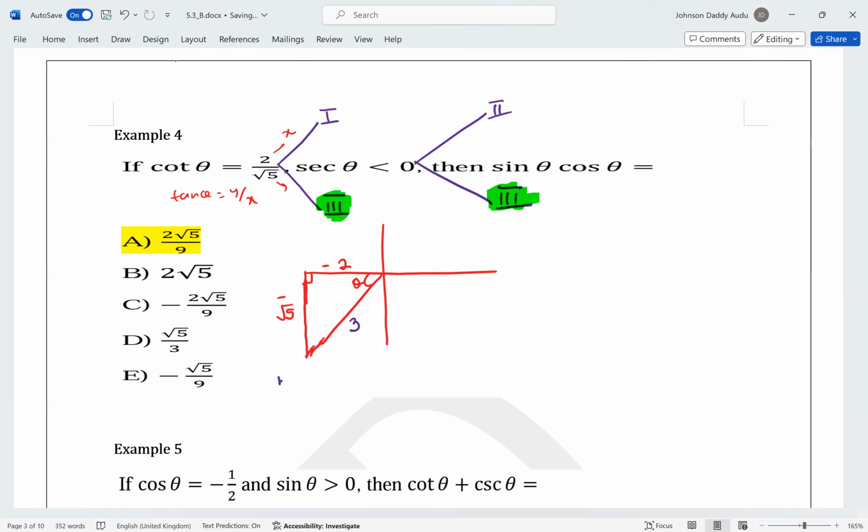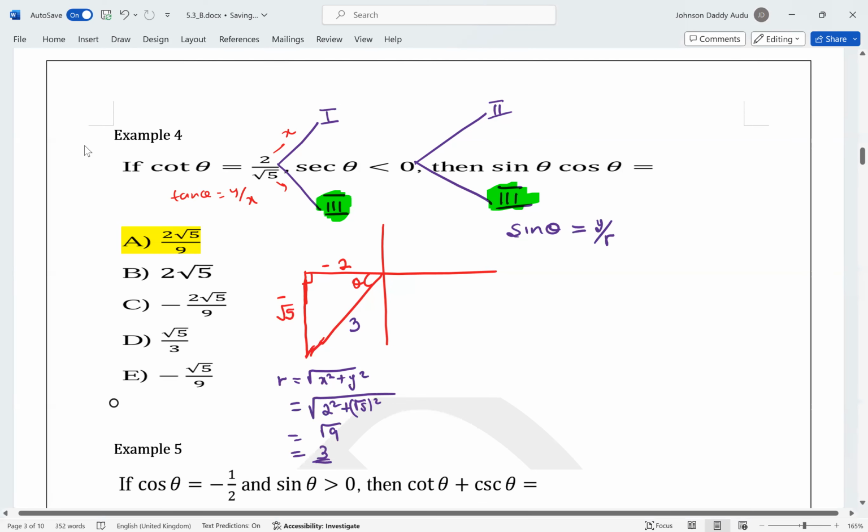Okay, so let me draw it there. r is going to be root of x squared plus y squared. x is 2, so you have 2 squared plus root of 5 squared, which is root of 9, equals 3. So r is 3. Now we can find sine theta and cosine theta. We know that sine theta is opposite over hypotenuse, which is y over r.